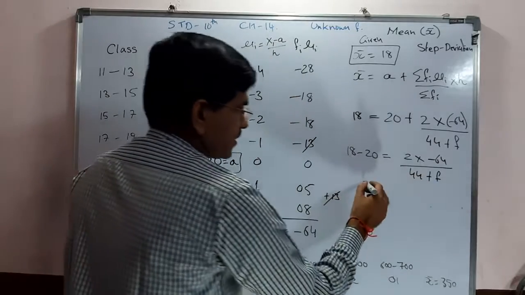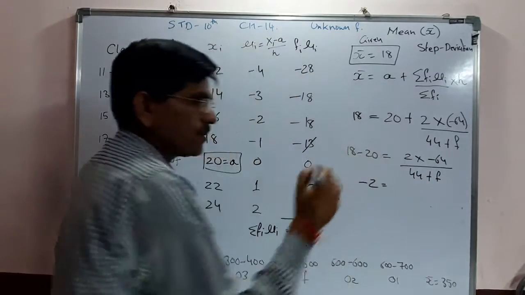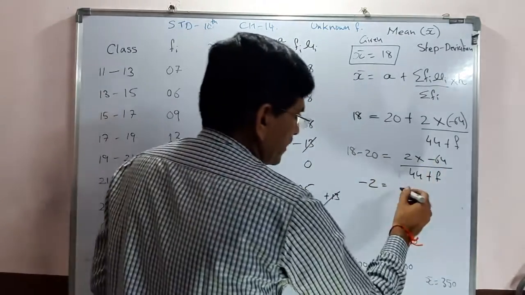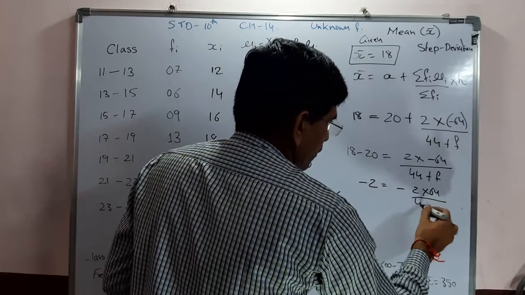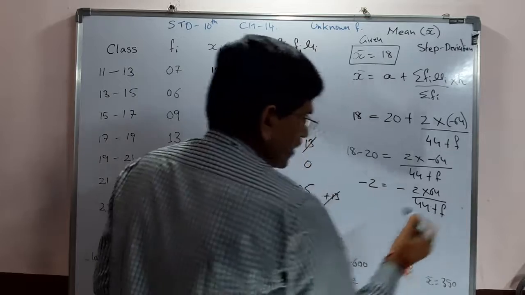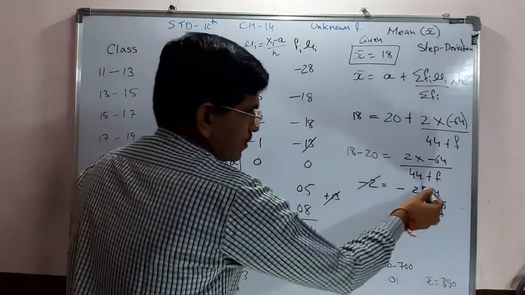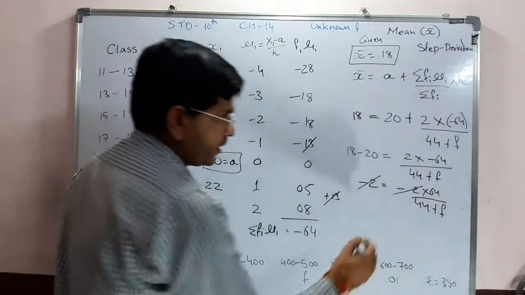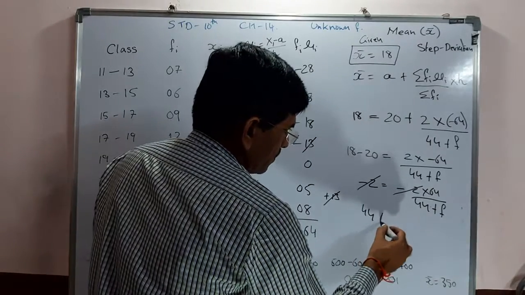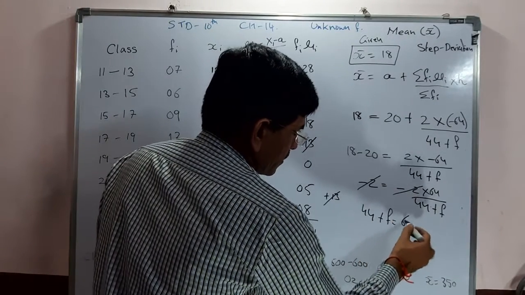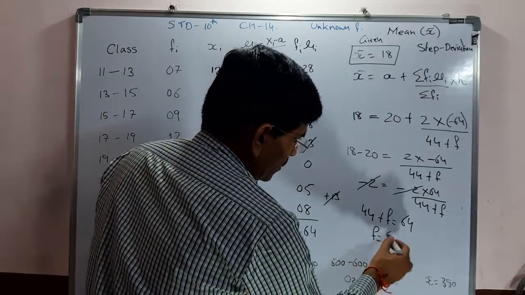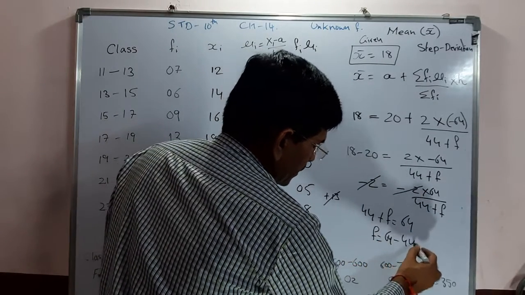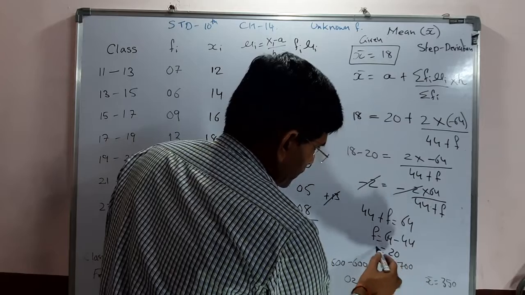If you calculate here, it is minus 2. So this minus sign again, multiplied by 64 upon 44 plus f. So these two negative signs cancel. So 44 plus f is equal to 64. So f is equal to 64 minus 44, that is 20.